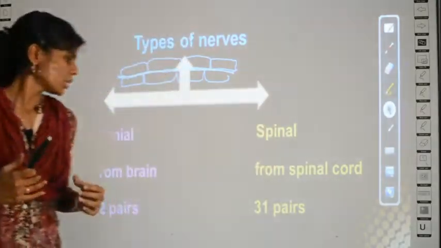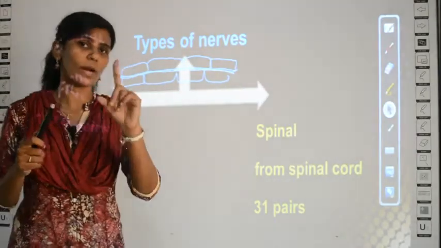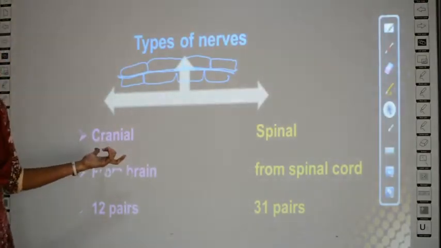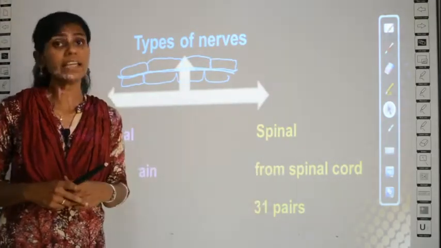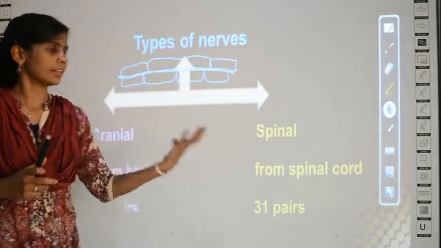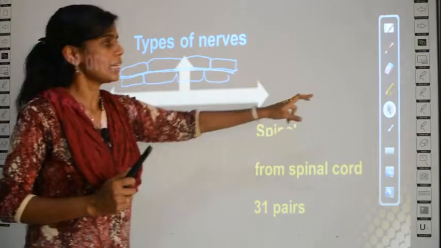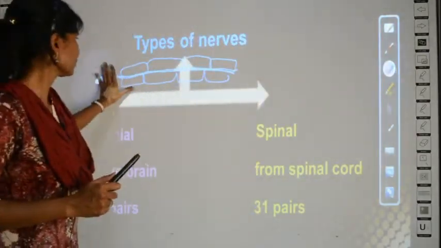You have 12 pairs of cranial nerves, and one pair is 2, right? So like that you have 24 cranial nerves in your body and 62 spinal nerves in your body. So there are 31 pairs of spinal nerves and 12 pairs of cranial nerves in your body. This is about the types of nerves.